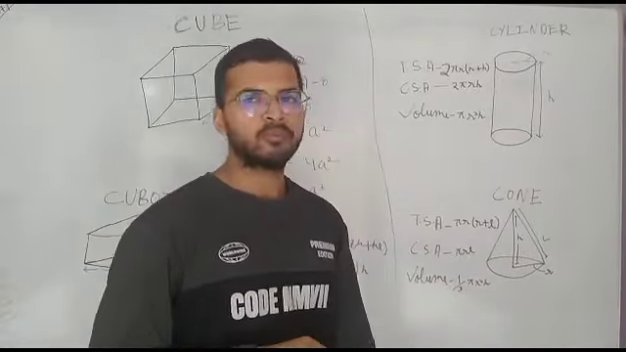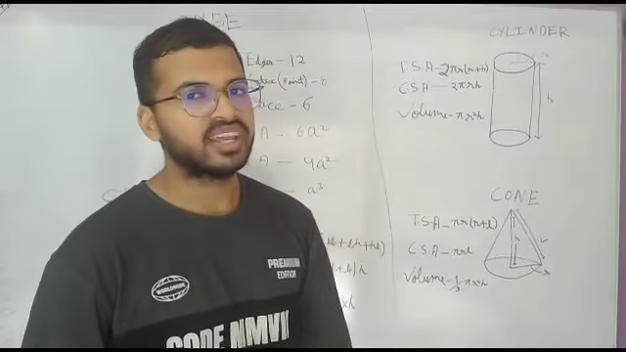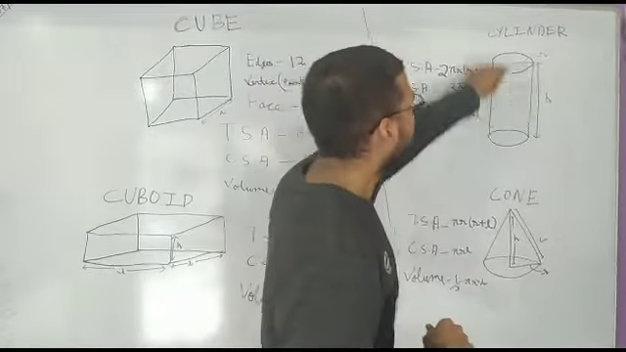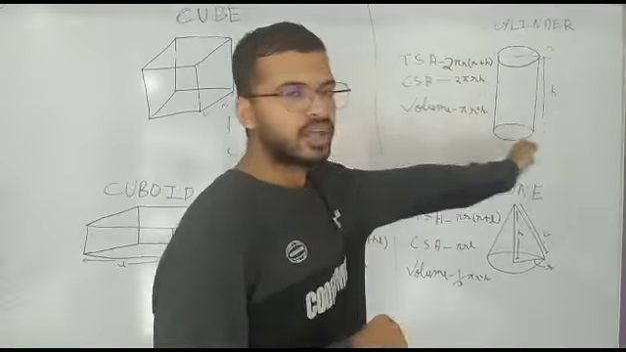Let's talk about the volume. Same volume, base area into height. Here the base is circular, so the area is pi r square and the height is h. So the volume is pi r square h.